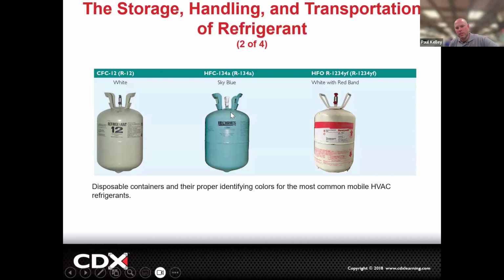R134A was blue. I like that. Then R1234yf came back to like white tan, but it has a red band. So if you see the red band, you know that's the more expensive YF. You can actually see this refrigerant produced by Honeywell. So there's some pretty big companies. DuPont was really big. There's not a lot of companies that do produce it, but they're big names usually. Cool.